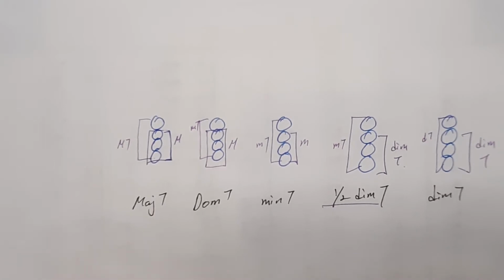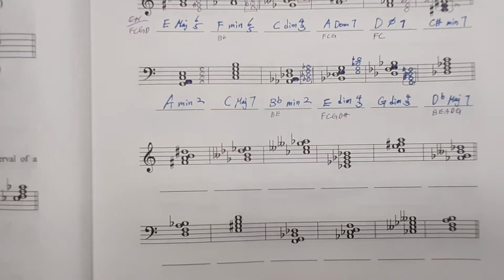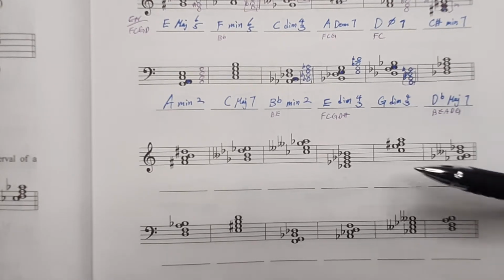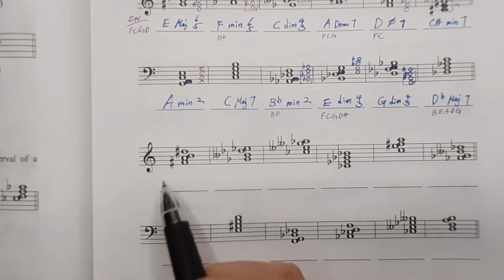Okay, good. Let's do the page 51. Okay, this is page 51, number 7. And we did it up to here last week, right? B flat major 7. Now we're going to do the last two lines. Last two questions. Here we go. How about we do this today?